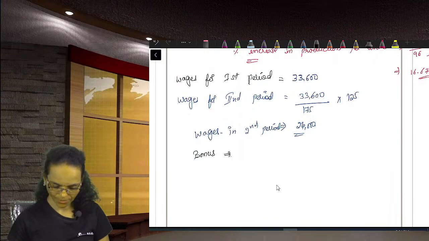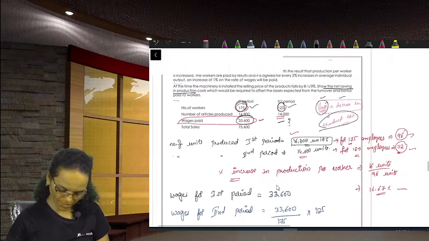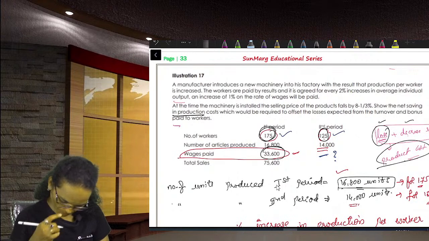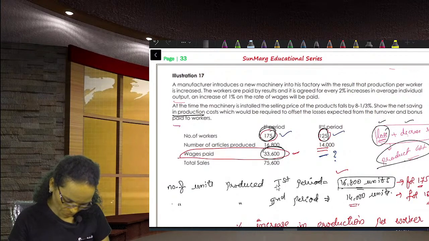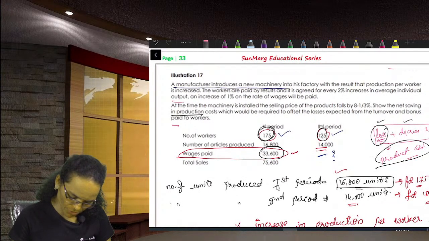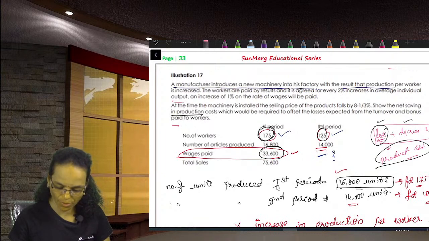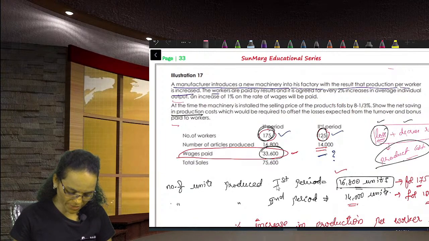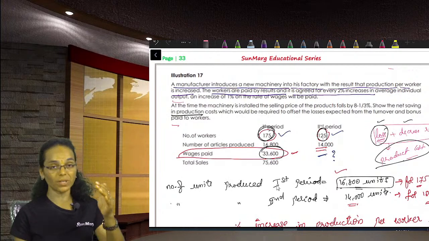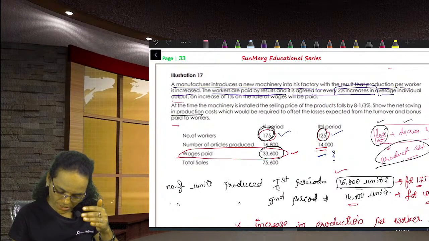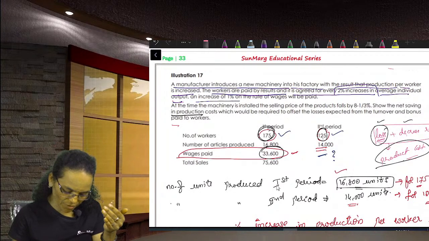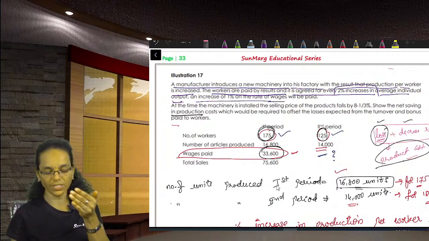How is bonus calculated? See, come back here, I'll show you. A manufacturer introduces a new machinery into his factory with the result that production per hour is increased. The workers are paid by results and it is agreed that for every 2% increase in average individual output, an increase of 1% on the rate of wages will be paid.